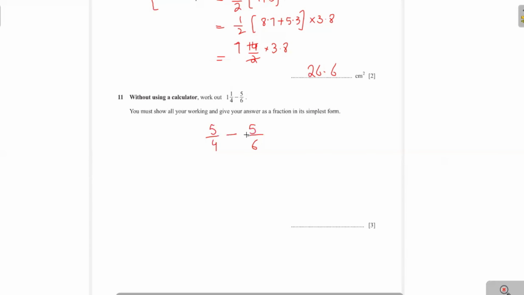Now subtract the fractions. Firstly, we will make the denominators the same. To make the denominators the same, we multiply the first fraction by 3 and the second fraction by 2, and the denominator becomes 12. Therefore, we write the denominator 12, and the first fraction's numerator will be 15, and the other becomes 10. Therefore, 15 minus 10 is 5, and 5 over 12 will be the answer.